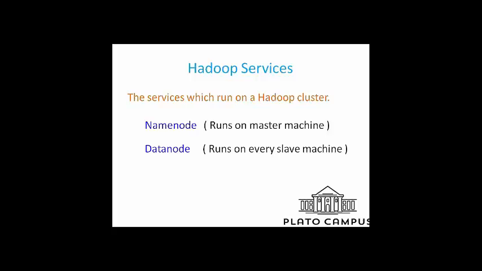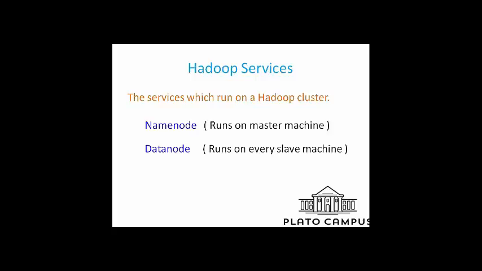But now I am saying that name node is a service. So which one is true? Name node is a service, or name node is the name of master machine? Basically name node is a service only, but the service is running on master machine. And that's why master machine is also known as name node. So don't get confused with that.